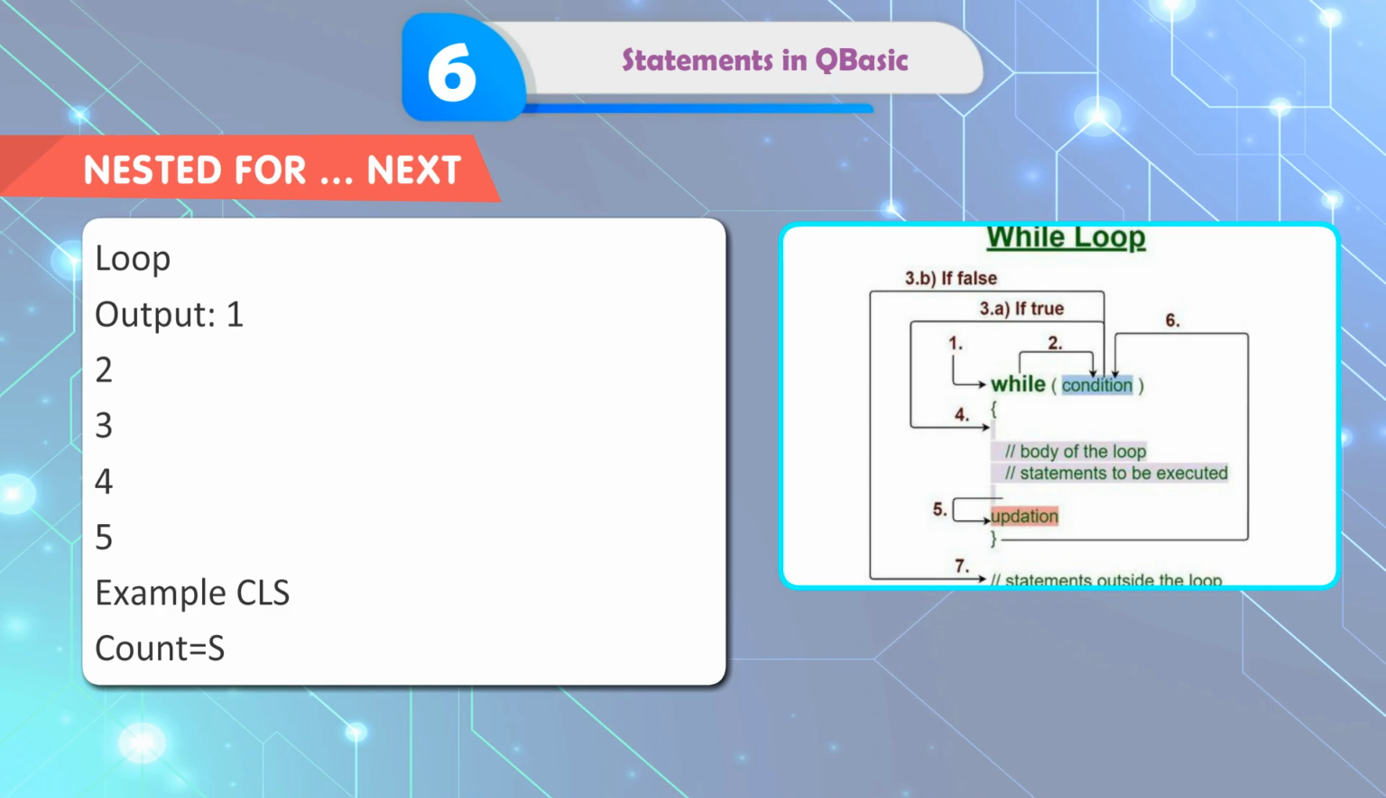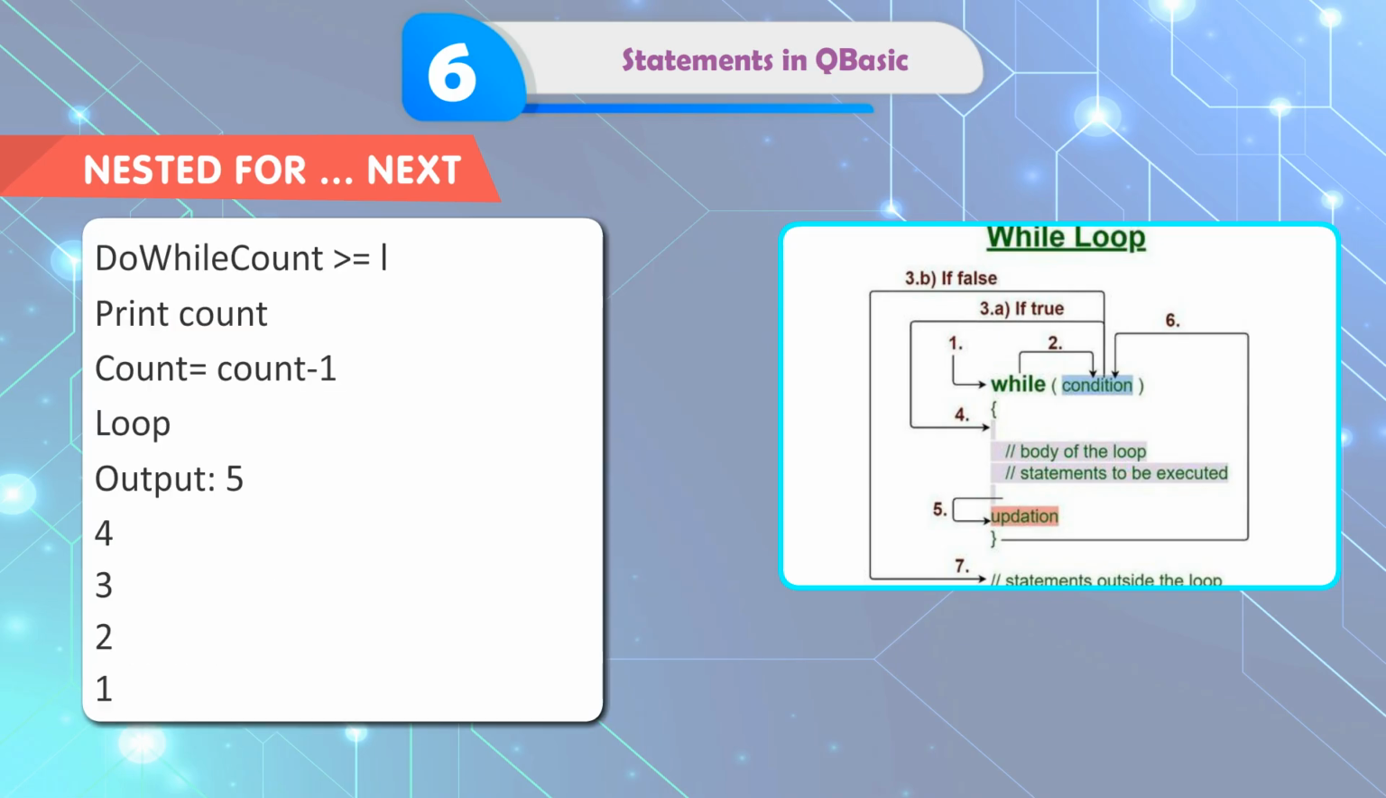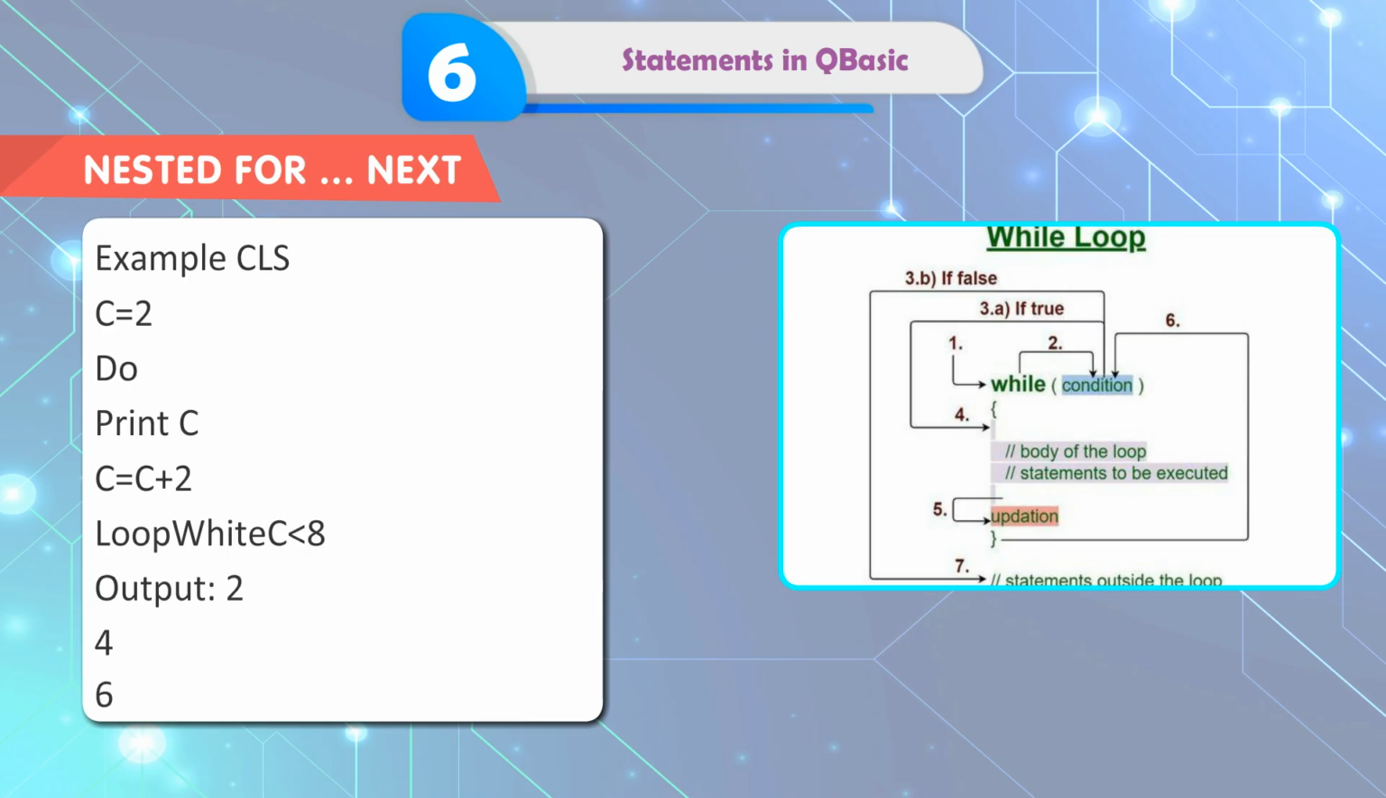Example: CLS, count = 5, DO WHILE count >= 1, PRINT count, count = count - 1, LOOP. Output: 5 4 3 2 1. Example: CLS, C = 2, DO WHILE C <= 6, PRINT C, C = C + 2, LOOP. Output: 2 4 6.